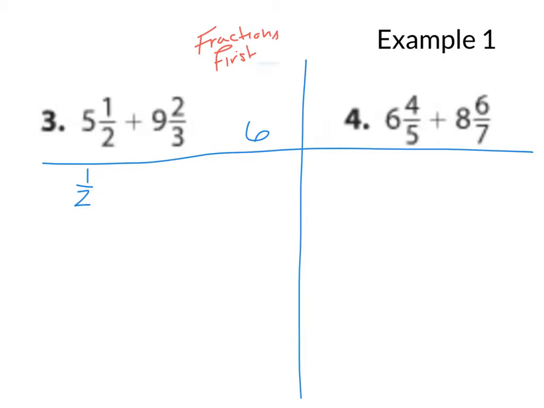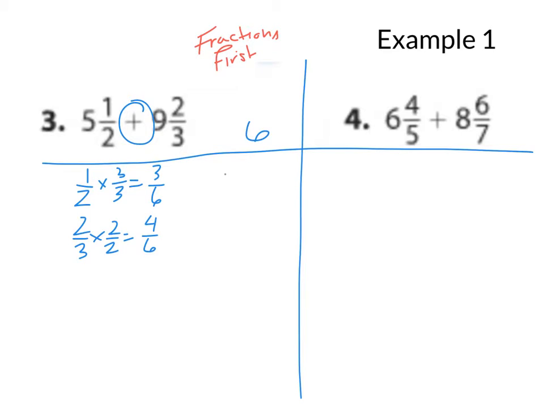So you have 1/2, and what do I multiply 1/2 by so that 6 is on the bottom? Well, that's 3 over 3. So now I have 3/6. 2/3. What do I multiply it by so that 6 is on the bottom? 2/2. So I get 4/6. I look back and I see that we're adding. So I add 3/6 plus 4/6.